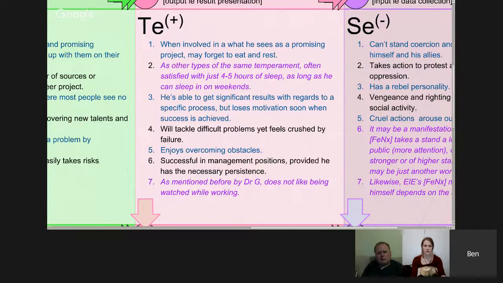Oh, here, this one might be relevant. Successful in management positions, provided he has the necessary persistence. Yeah. Well, I don't know if I'm successful. But I can easily end up in these sort of positions because people think that I can do it. Of course, it can be flattering if people think that I can manage, you know, the leadership kind of positions, but I'm not always interested in those. I need to have motivation for sure.